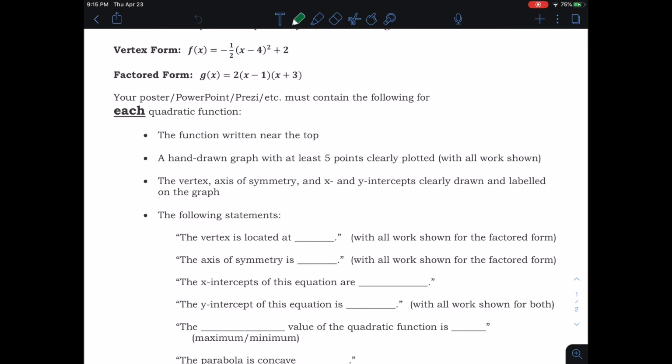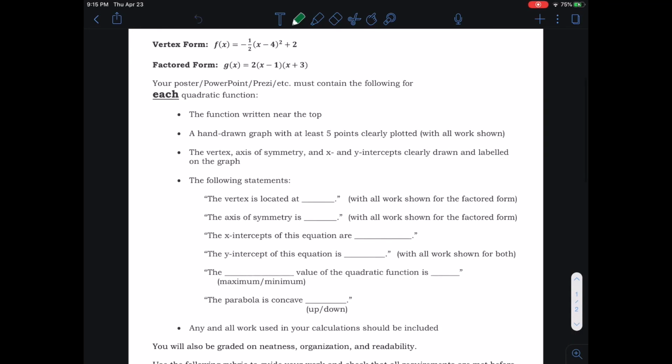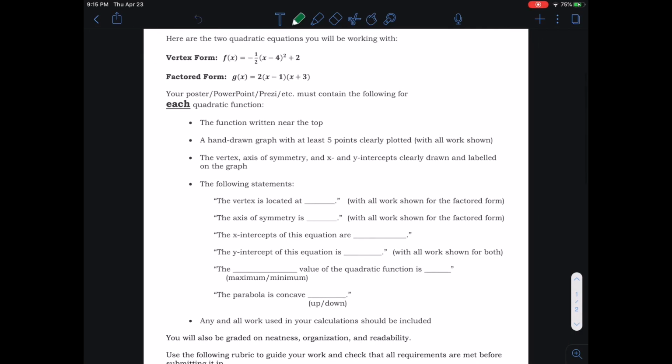And what you have to make sure you do is that your poster or whatever medium you choose must contain the following for each of those functions, okay? You want the function written near the top. You want a hand-drawn graph with at least 5 points clearly plotted with all work shown. You want the vertex, axis of symmetry, and x and y-intercepts clearly drawn and labeled on each of the graphs.